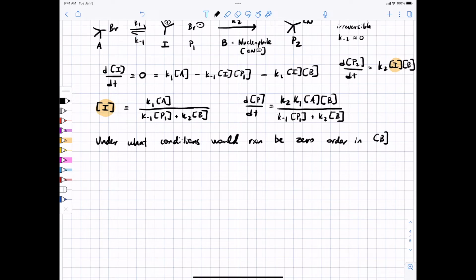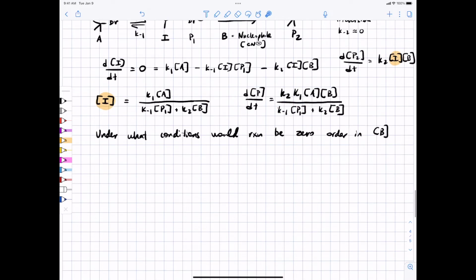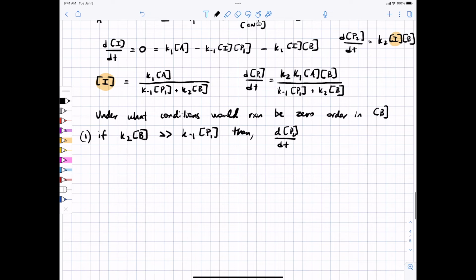Well, as we saw before, if the k2 times B term is greater than the k minus 1 times P1 term, then we can rewrite our rate law as k2 times k1 times A times B divided by k2 times B. And as we did above, the k2 terms cancel out, the B terms cancel out, and we're left with k1 times A as our expression for the reaction.